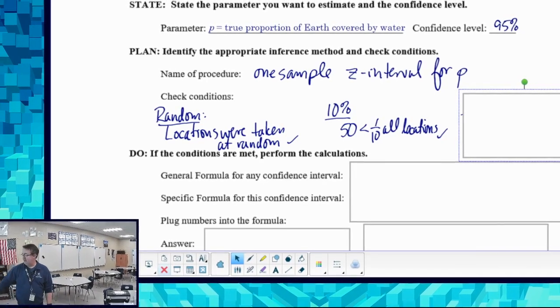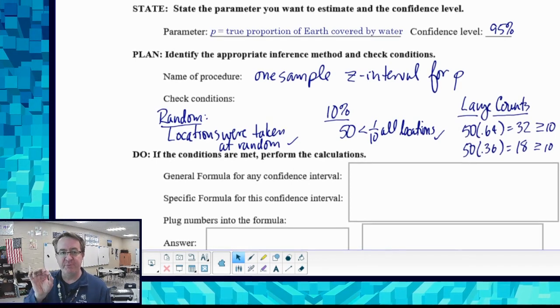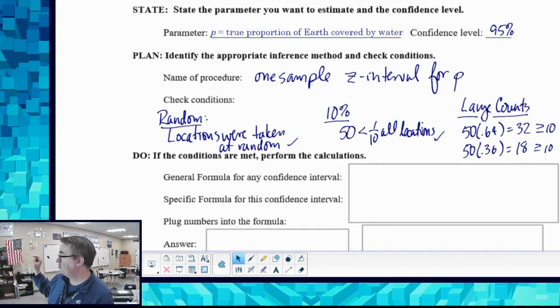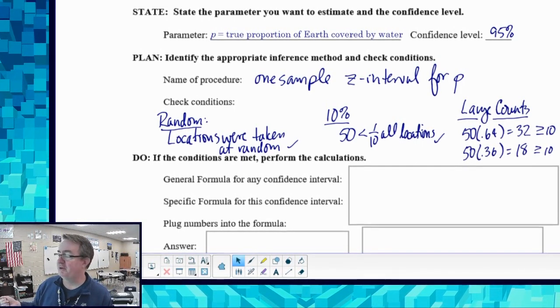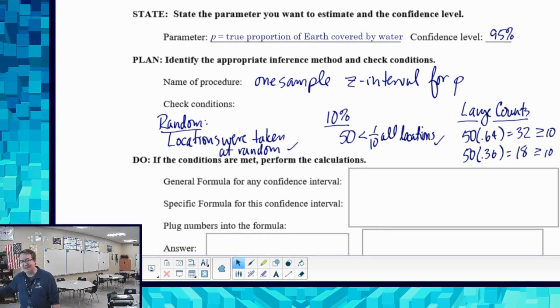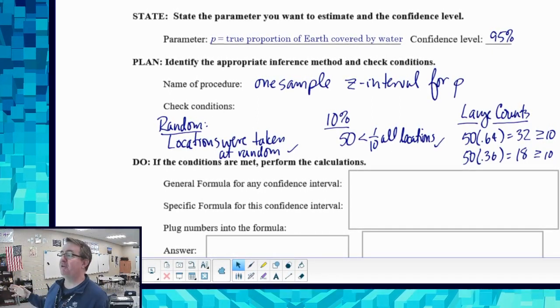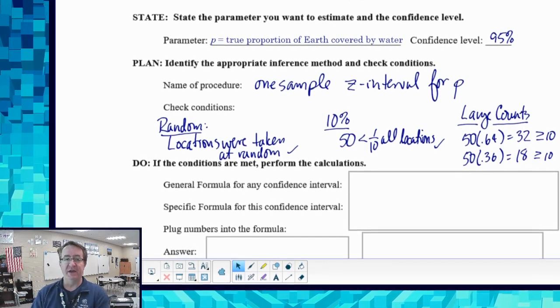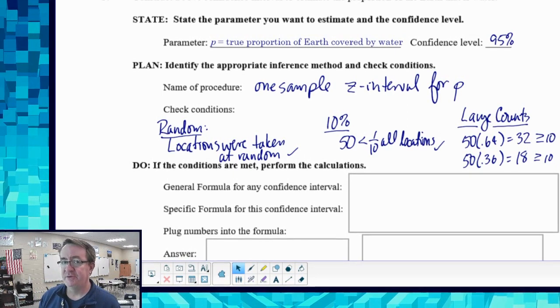And last but not least, our big one is normality. For proportions, remember, we need to do large counts. So again, we've got n times p bigger than or equal to 10. So we had 32 waters and we had 18 lands, both of which are bigger than 10, which means that you're far enough away from the ends where things can get kind of jumbled. So we can say we can use the Z table for this, okay?